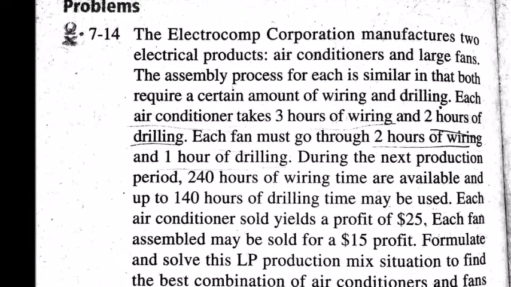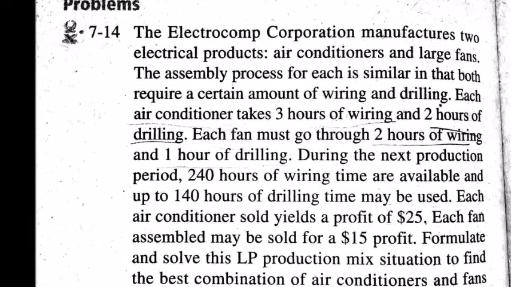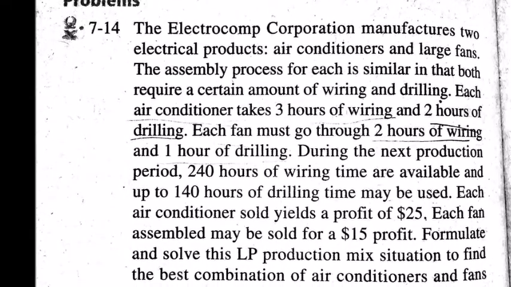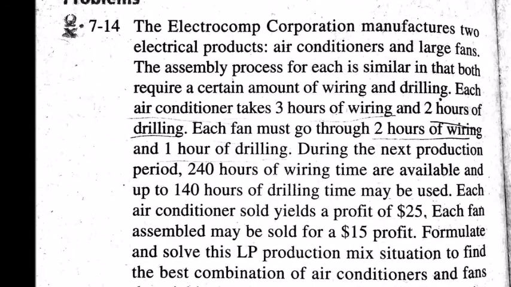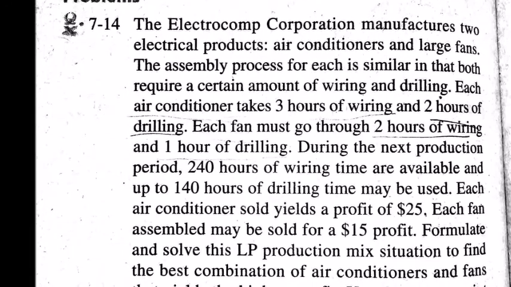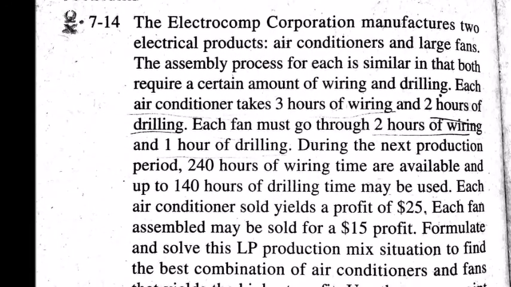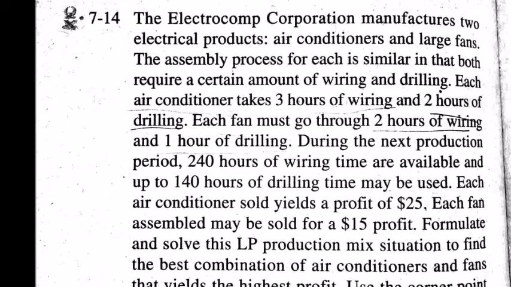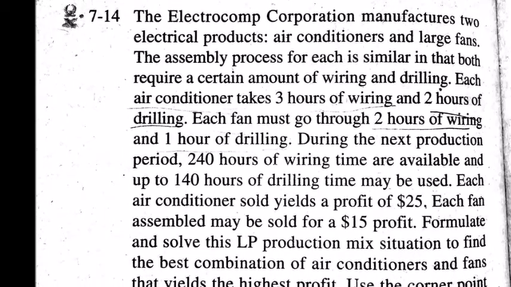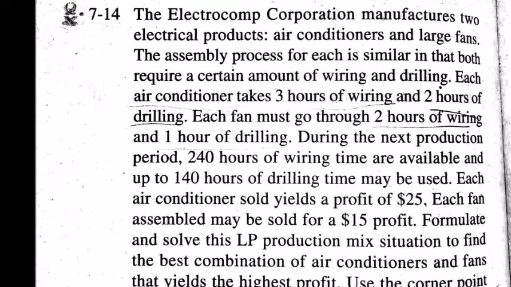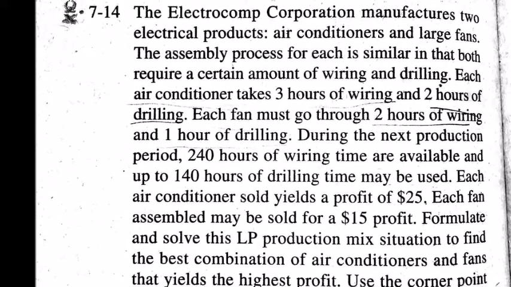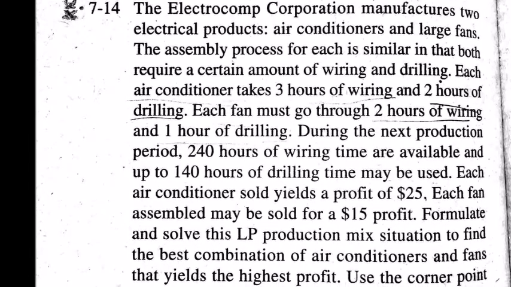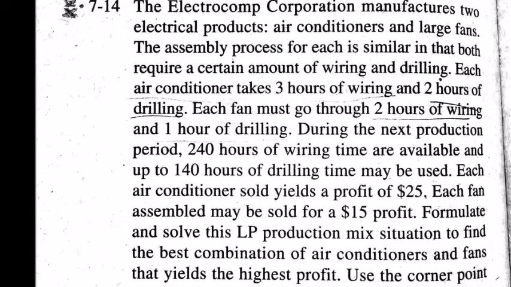The Electricom Corporation manufactures two electrical products, air conditioners and large fans. The assembly process for each is similar in that both require a certain amount of wiring and drilling. Each air conditioner takes 3 hours of wiring and 2 hours of drilling. Each fan must go through 2 hours of wiring and 1 hour of drilling. During the next production period, 240 hours of wiring time are available and up to 140 hours of drilling time may be used.